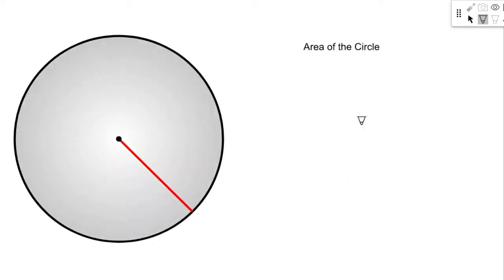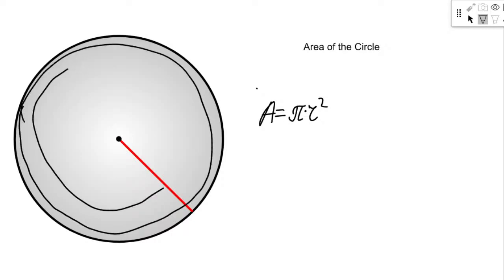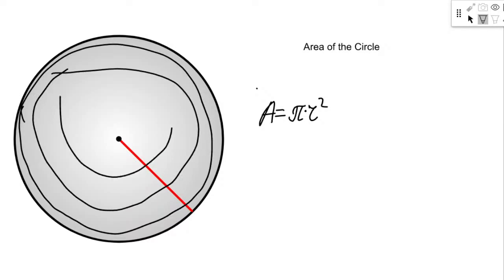What is the area of the circle? The area of the circle is found by the formula: area equals pi multiplied by r squared. There are actually very interesting explanations of this formula, or proofs. I will write the links to the videos in the description, but generally it's like this: let's draw another circle here, another here, another here, so an infinite number of circles here, here, here.